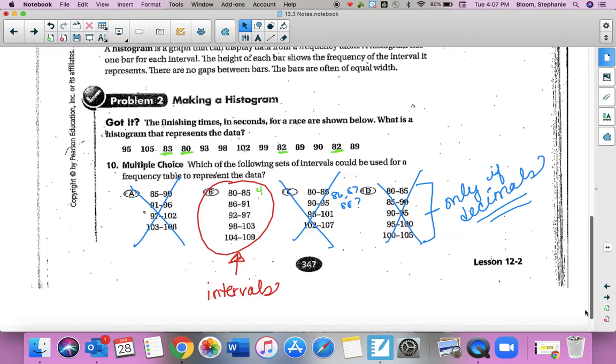Let's go to 86 to 91. So 86, 87, don't see that. 88, don't see that. I see an 89, I see a 90, and I think that's all I see. So that interval occurred 3 times. Next interval, starting at 92. Do I see a 92? Nope. 93, 94, 95 I see, 96, 97. So I only see 2 data points in that interval. Okay, starting at 98, I do see a 98. I see a 99, no 100, 101, 102 I see, so that occurred 3 times. And then the only number I have left is 105, that occurred 1 time. So in our intervals, our frequency is 4, 3, 2, 3, 1.